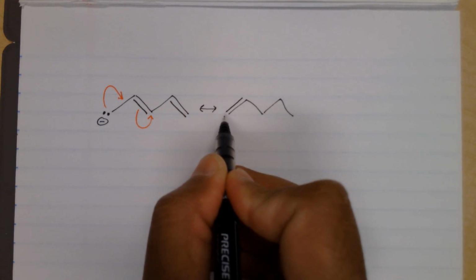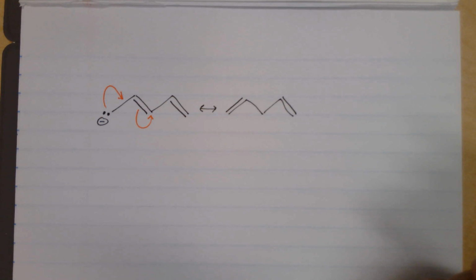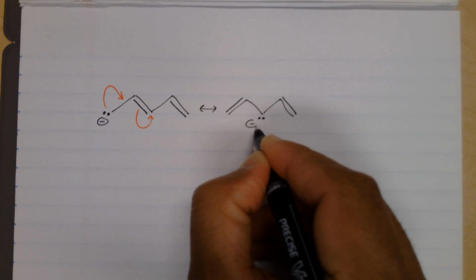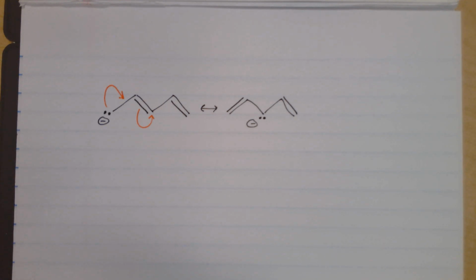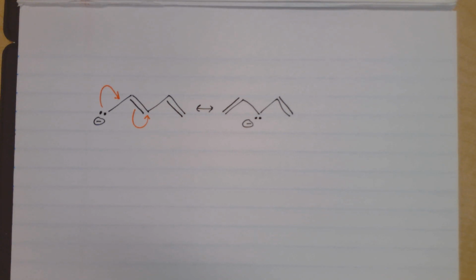This last carbon then becomes neutral. Double bond here. And there's a lone pair now sitting on that middle carbon. Now, I'll pause here. Can we draw another resonance structure?